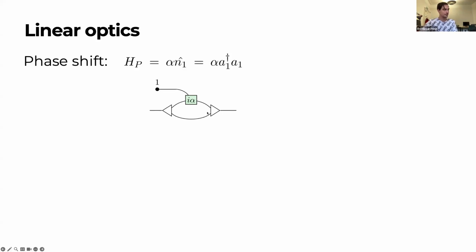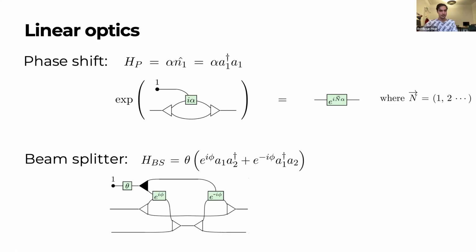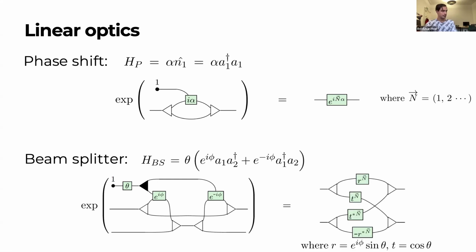And then in the ZXW calculus, you can exponentiate it. And then you can prove that the exponent of this is just e to the i alpha n, where n is again this 1, 2, 3 vector. And similarly, you can express the Hamiltonian of the beam splitter, which is given as follows. And you can show that exponentiating this gives the following diagram, which is the beam splitter.